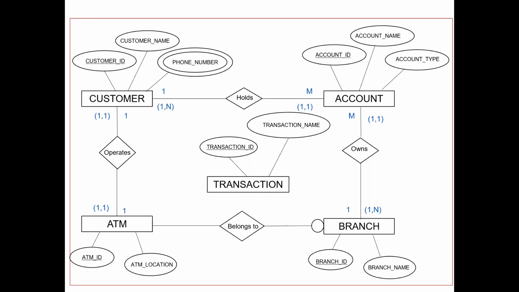At the same time, this is one-to-many relationship. So we can represent it. And if you consider the cardinality, ATM belongs to minimum 0 to maximum 1 branch. That will be 0 and 1. And the branch must have minimum 1 up to maximum any number of ATM. And that will be represented like this.